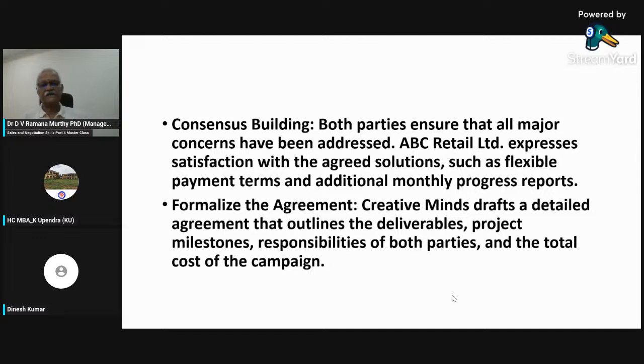Then, consensus building. Both the parties will have their own grievances handled and addressed, and ABC Limited, the client organization, expresses satisfaction with the agreed solutions.